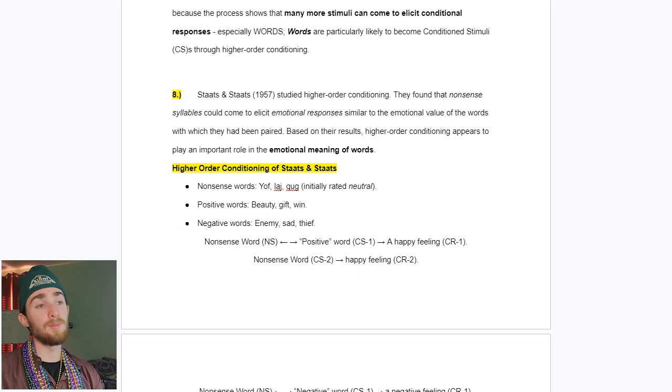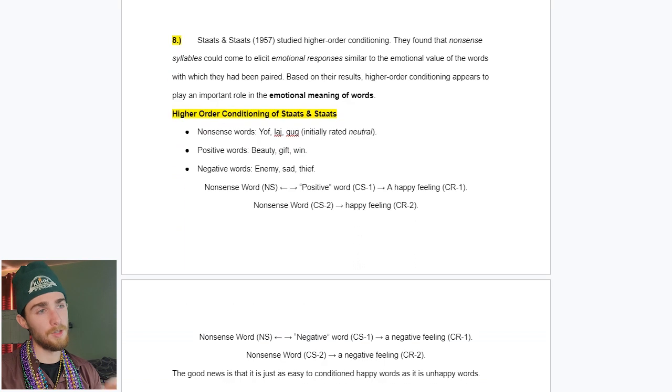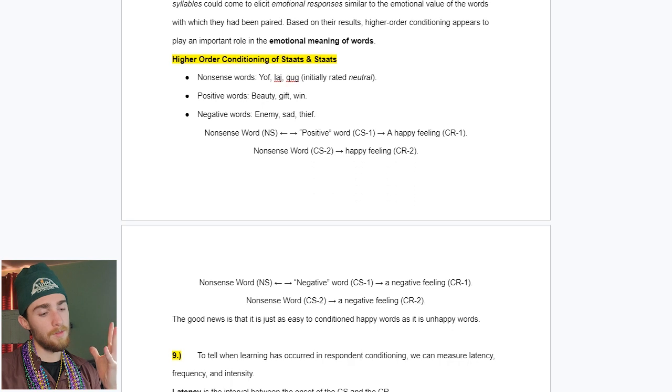They found that nonsense syllables can have meaning when they are paired in close time with words that already have a firmly established meaning. Because if you think about it, meaning to us is something that gets paired with words, and then if you pair those words with nonsense words, eventually those nonsense words take on the meaning of the words that already reliably elicit the response. So if the word sad has a negative connotation, it's only because that word has been paired enough times with that negative emotion for us to think, yes, that word sad has a negative connotation. And if you pair that word sad enough times with a word like yof, then eventually yof takes on the same negative connotation as sad. It's just higher order classical conditioning, but with words.